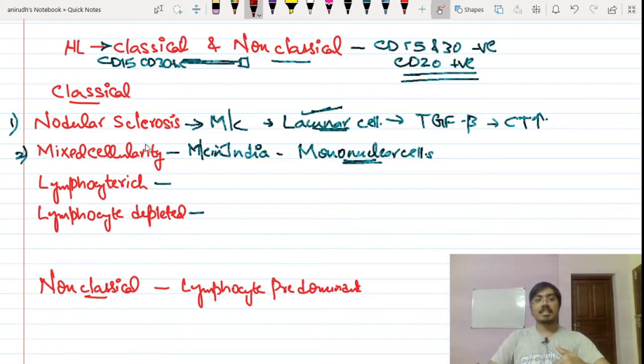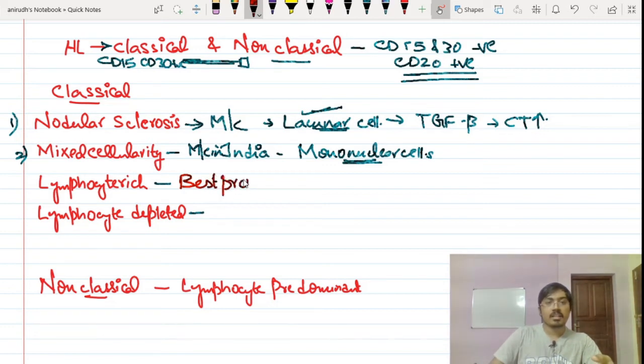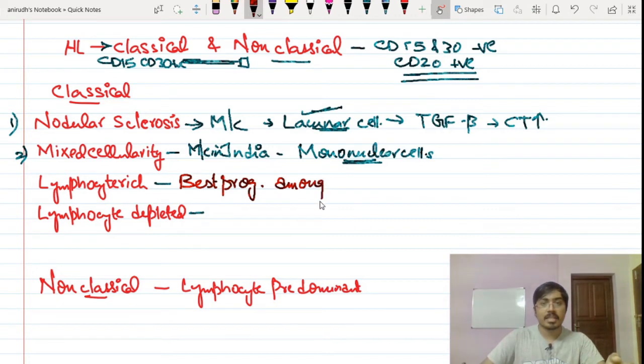See, among classical, tell me which will have the best prognosis. The best prognosis will be by that particular subtype which has more lymphocytes. Among this, maximum lymphocytes are here, so this has the best prognosis among classical subtypes, right?